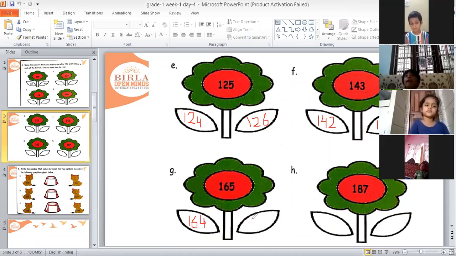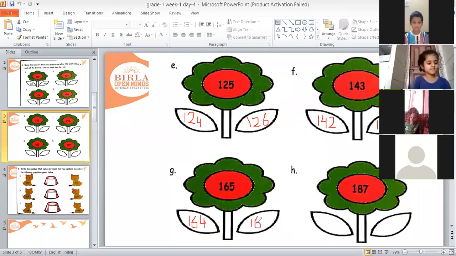Just after. 165 after. 166. Yes, 166. That's the correct answer, Brinda. So 166 comes just after 165. Very good. Now you can mute yourself, Brinda.